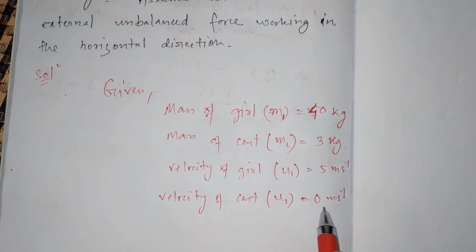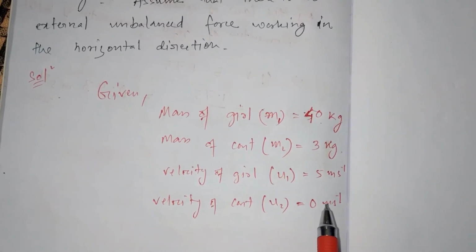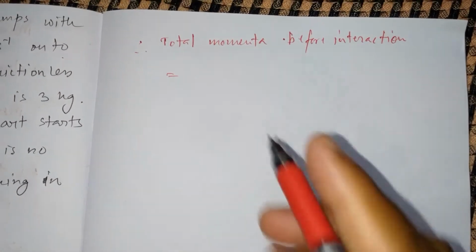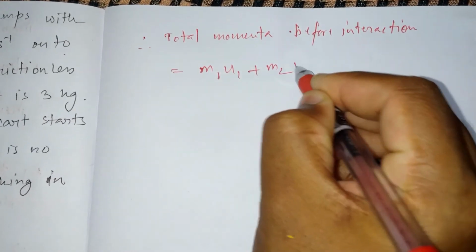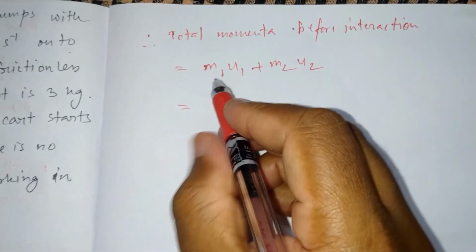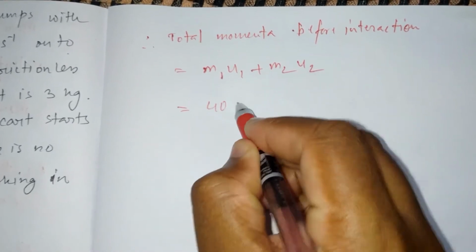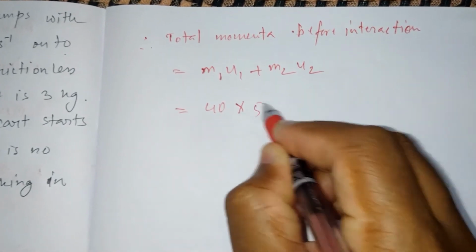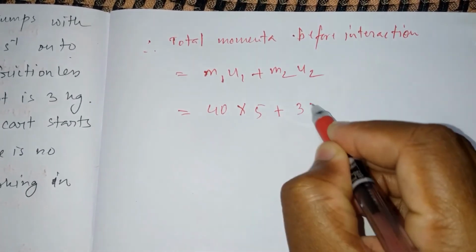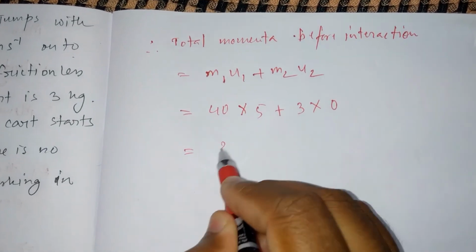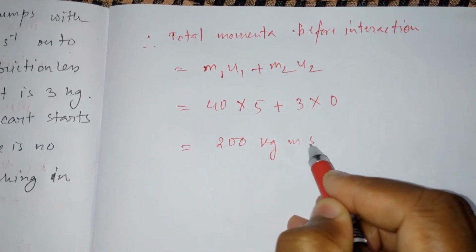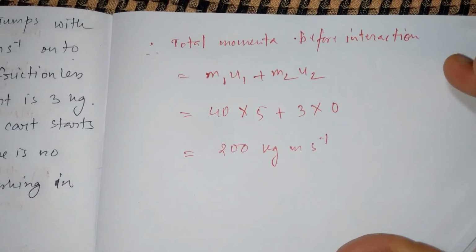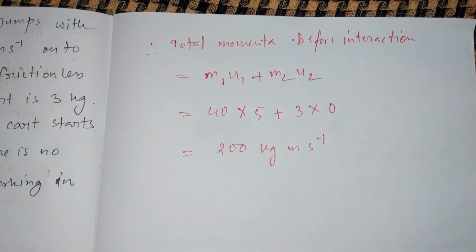So what will be the total momentum? We know the formula of total momentum. The formula is m1 u1 plus m2 u2. So it will be m1 is 40 into u1 is 5, plus 3 into 0. So it will be 200 kilogram meter per second. This is the total momentum before interaction. Let's see what happens after interaction.